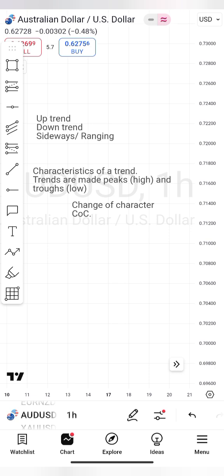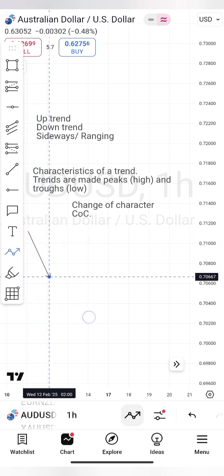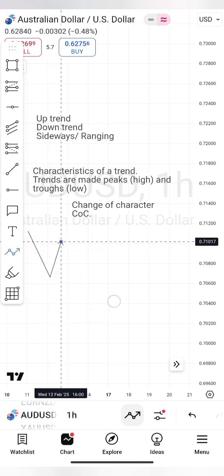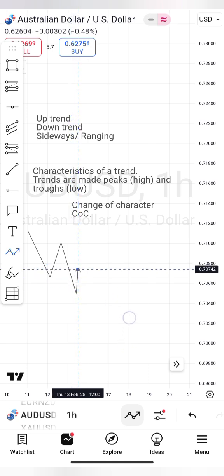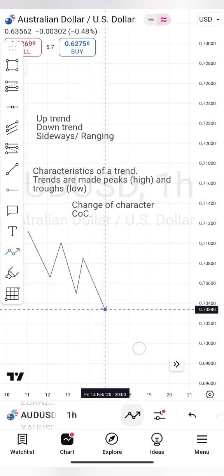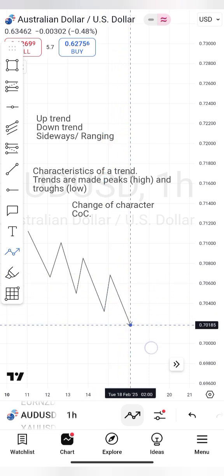It's important to spot places where change of character occurs, because it gives you an idea of the direction of the market. If you are seeing a downtrend, lower lows and lower highs, you can say the market is bearish, and you'll be right.